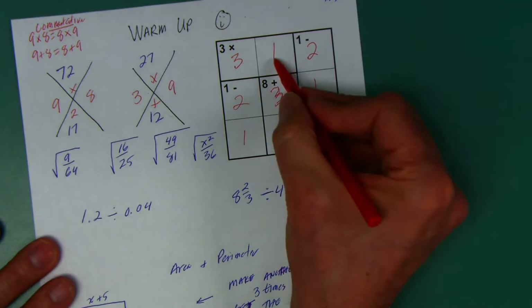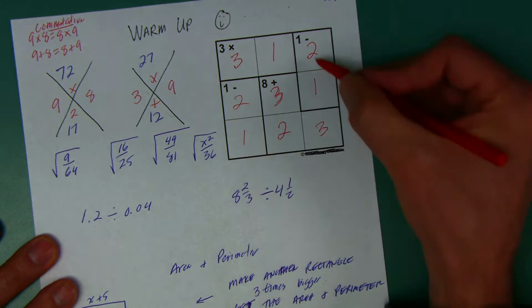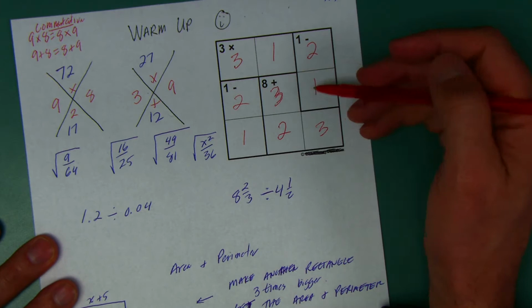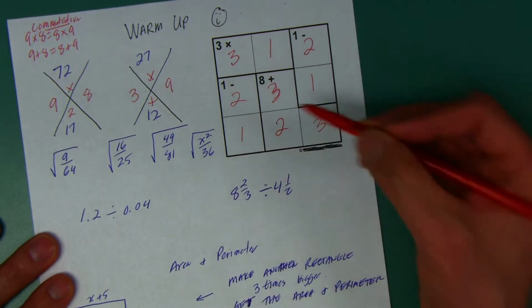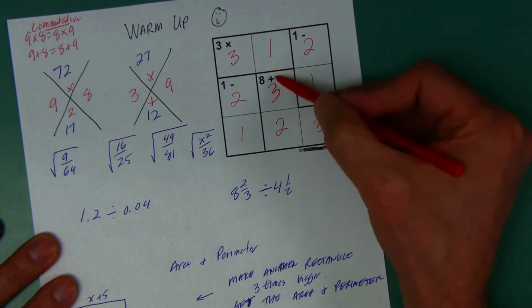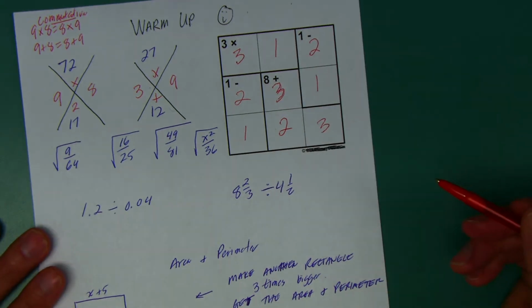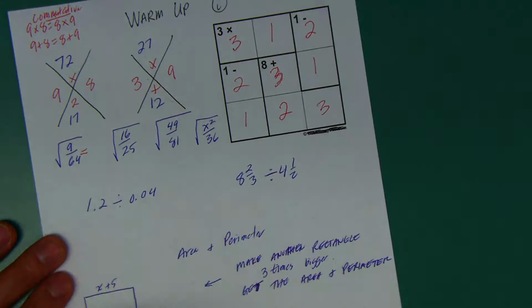Double check. Do these two numbers have a product? I multiply, I get 3? Yeah. Can I subtract one of these numbers and get 1? Yeah, 2 minus 1. Can I subtract and get one of these numbers to be 1? Yeah, 2 minus 1. And do these three numbers add to be 8? 3 plus 2 plus 3. Yep. All right.